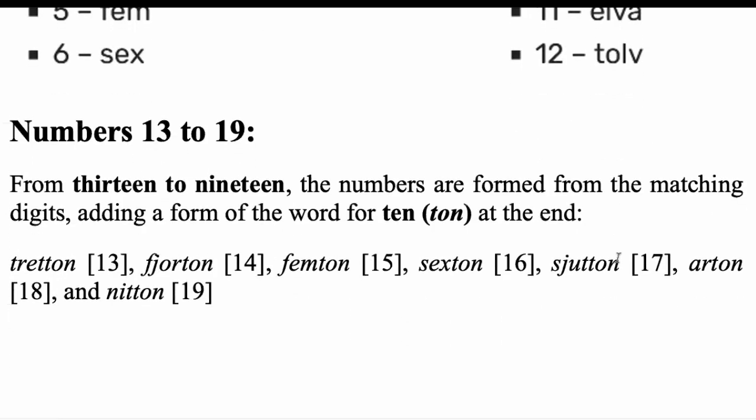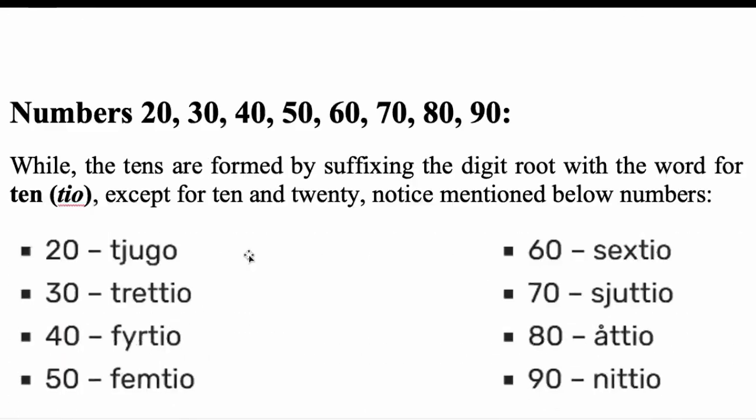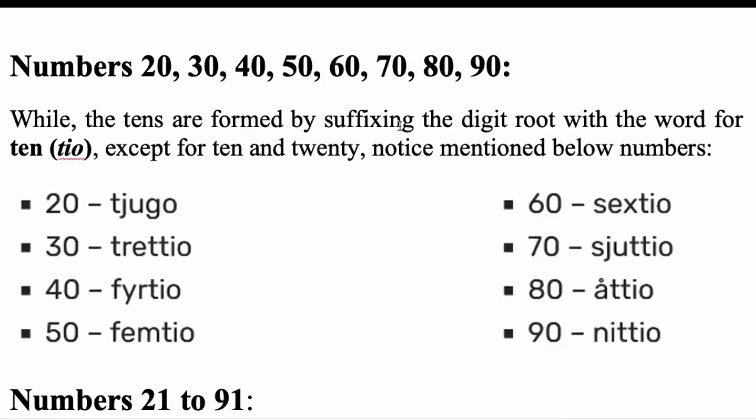From 13 to 19, we will follow a pattern. Tretton: the ending means 10, so we add ton. Tretton, 13. Tre is what we have learned right now, and then fjorton, 14, femton, 15, sexton, 16, sjutton, 17, arton, 18, nitton, 19.